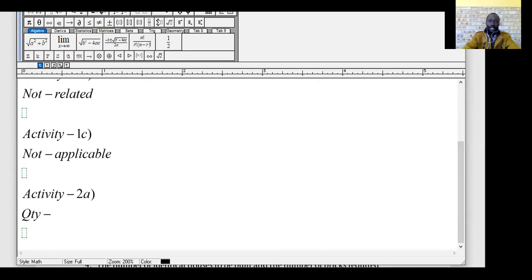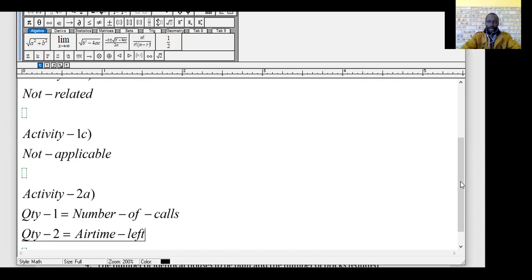Quantity one is the number of calls. So we say number of calls that you make. Then the second quantity is airtime left. Quantity two is airtime left. So we say the airtime left in the phone. Yes, these are the two quantities.